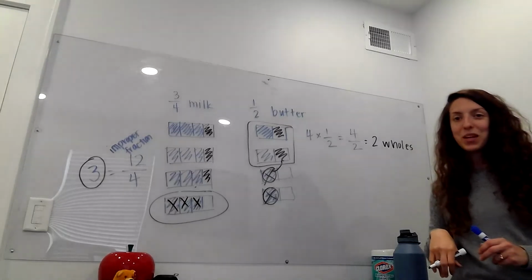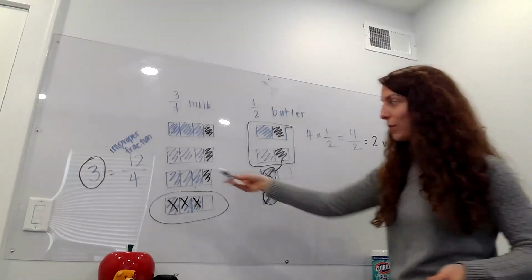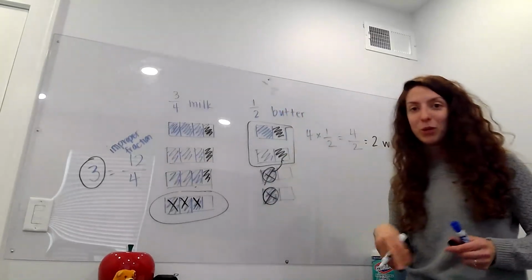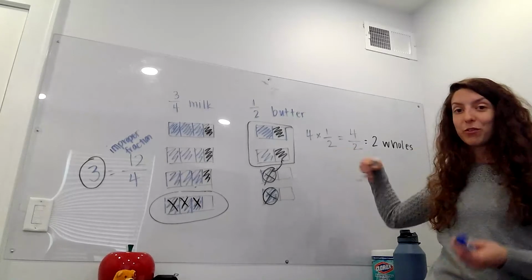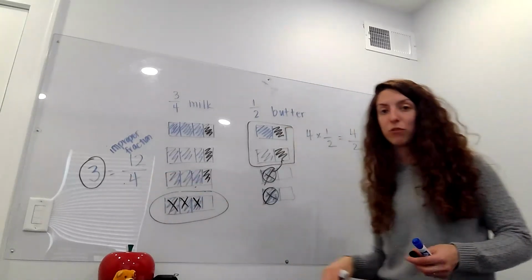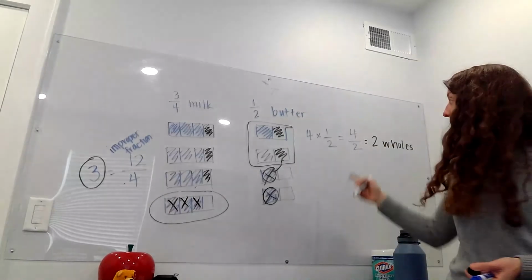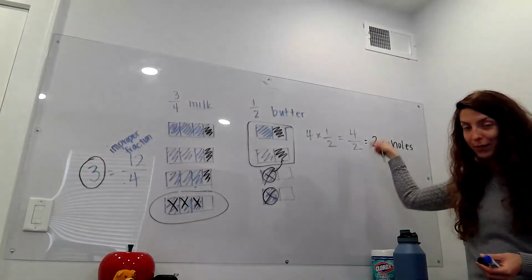So interesting. We can take a fraction and we can write it as an improper fraction, right? A large number on top and a smaller number on the bottom. We could also change it into how many wholes we have. So for the first problem, part 1, we had 3 cups of milk. 3/4 times 4 would be 3. And 4 times 1/2 of butter would be 2 whole cups of butter.